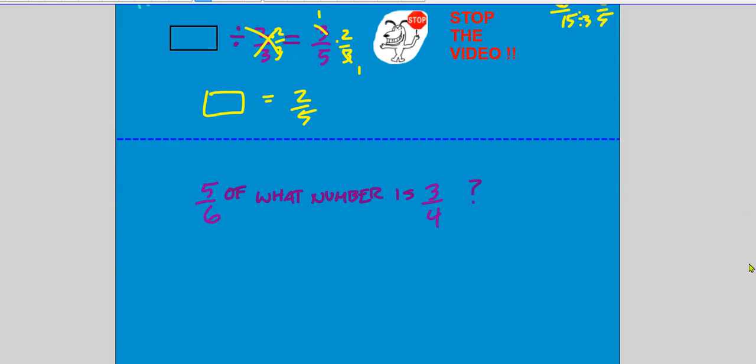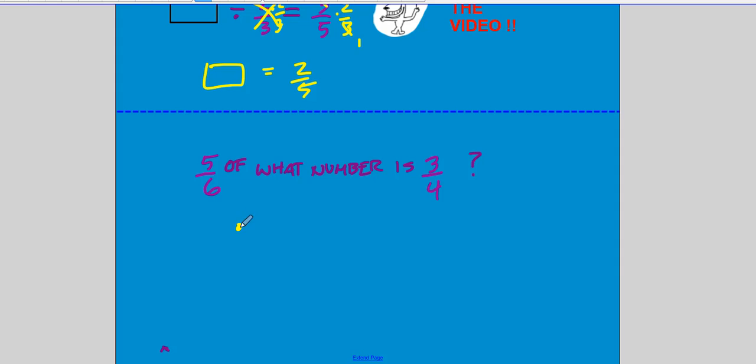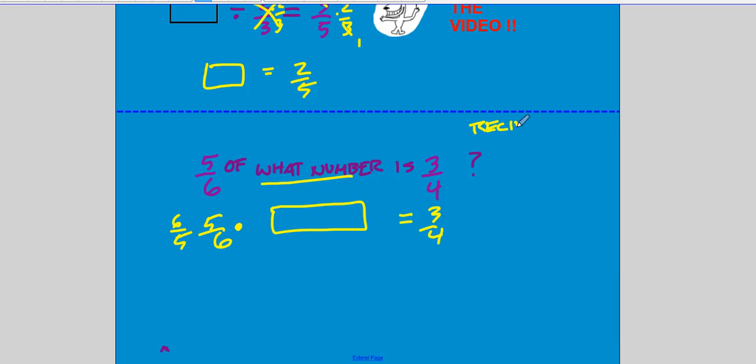The last question, again, of means times, is means equals. So we have 3/4, 5/6, and what number is my unknown? I'm going to call it box. Okay, so to solve for box, I need to undo this multiplication. So to multiply both sides by the reciprocal, and by the way, that's spelled reciprocal, like that. So I need to multiply both sides by 6/5.